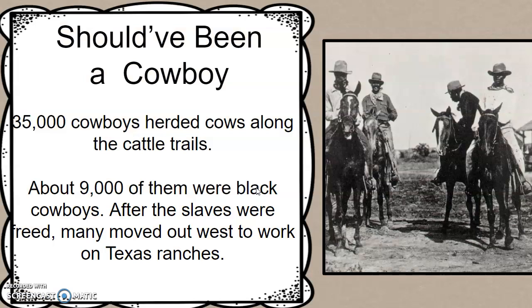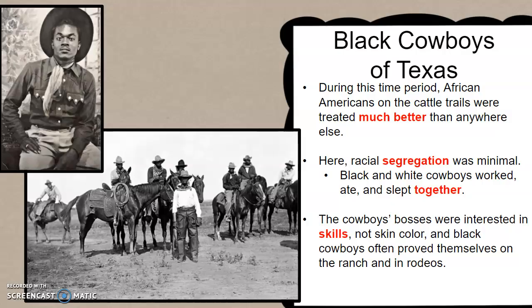So 35,000 cowboys herded cows along the trails, and 9,000 of them were black cowboys. So what happened is, after the Civil War, slaves that were freed were looking for jobs, and many of them stayed on the plantations and tried to start their own farms or worked for their owners. Now they were considered free, but it was hard to escape that system of slavery, and they were still treated unfairly. But those that heard about becoming a cowboy out here in Texas actually became famous. They were called the Black Cowboys of Texas.